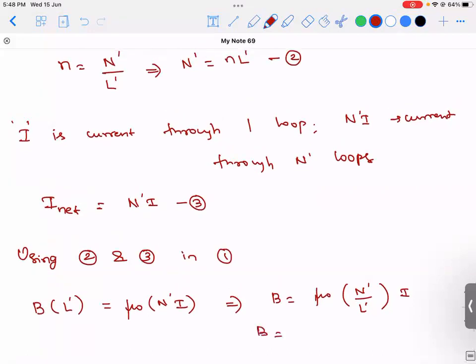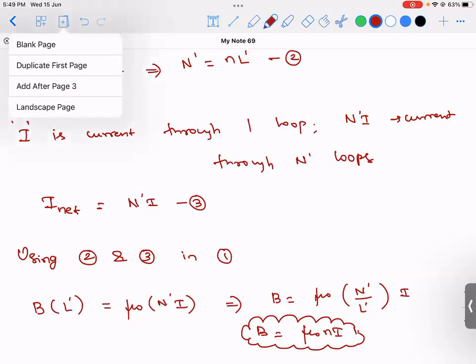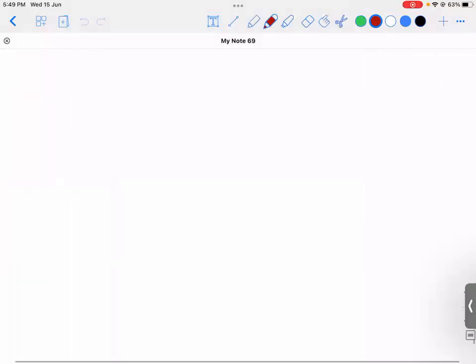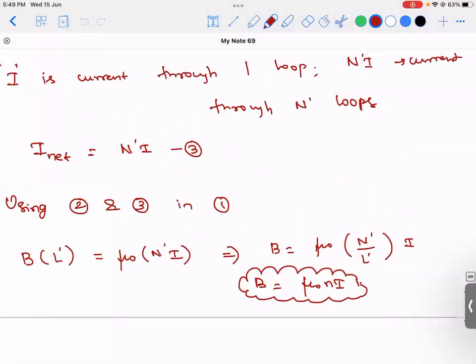But what is N dash divided by L dash? Small n. So the expression is very simple, but in the derivation part, you need to be very careful with the number of terms and roots. So B is equal to mu naught into small n into I. And this is the value of magnetic field due to whom? A long solenoid. Never forget that word. Copy it. So B is equal to mu naught n I, where small n is the number of turns per unit length.